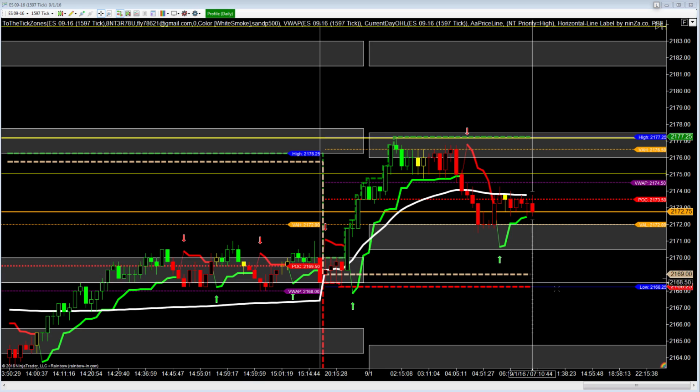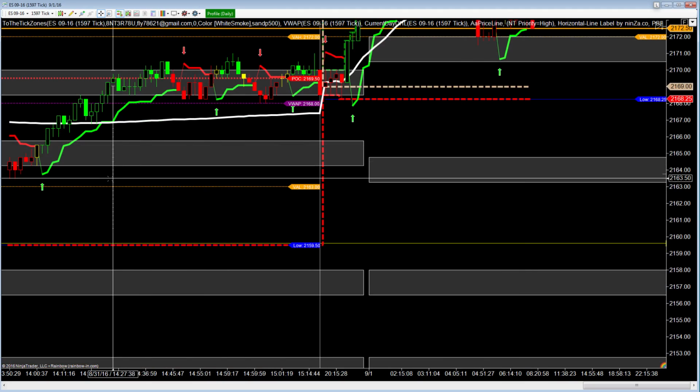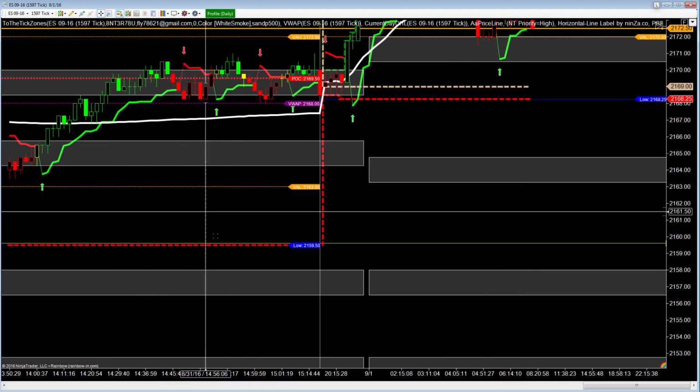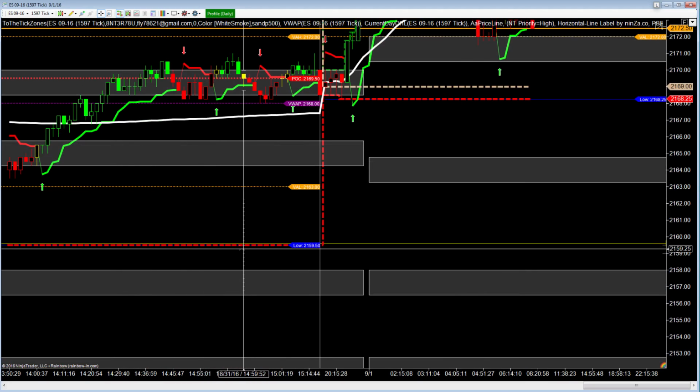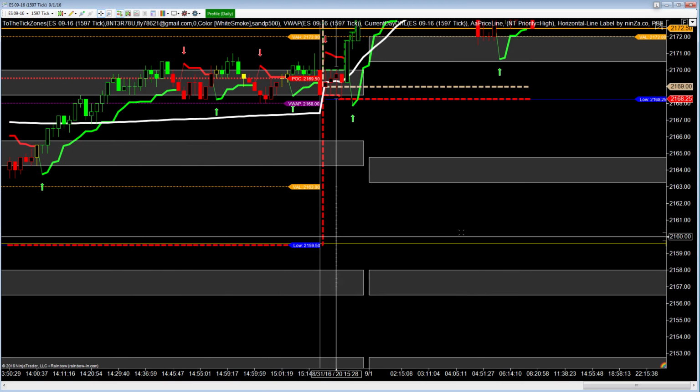Look for it to come right back down into this zone right here, at about the 2164 area, in the center of it. Let's bring this up. You can see this is looking into the value area low for yesterday, its low here, the overnight low, and the all-day yesterday low of 2159.50. So let's take a look here.